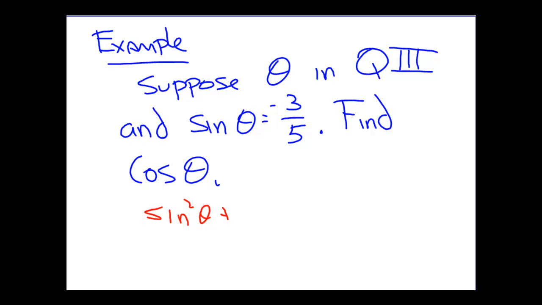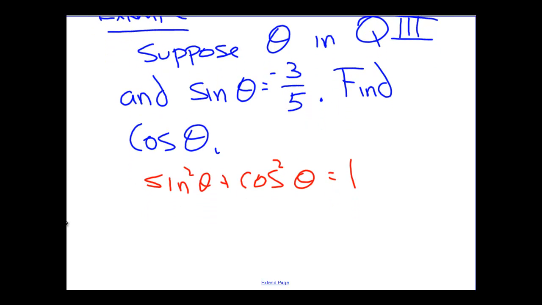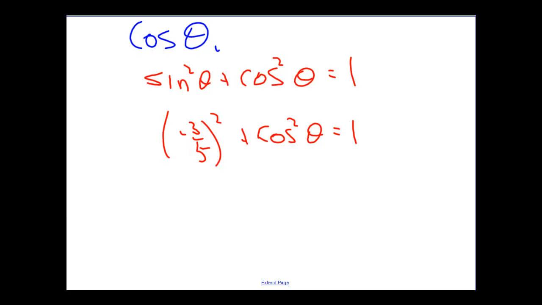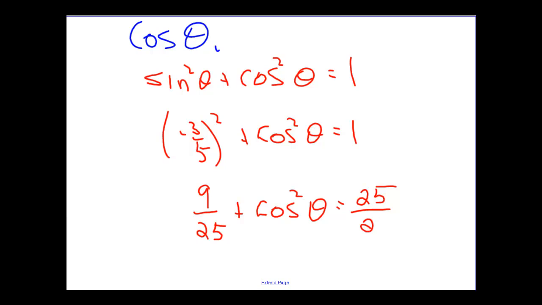I would start with the Pythagorean identity here. The sine squared of theta plus the cosine squared of theta equals 1. And we can plug in our values here. We know that the sine of theta is minus 3/5, and we have the sine of theta squared plus the cosine squared of theta must equal 1. So minus 3/5 squared will be the same as positive 9/25. So 9/25 plus the cosine squared of theta is equal to 1. And I'm going to, in anticipation of my next move, write 1 as 25/25.